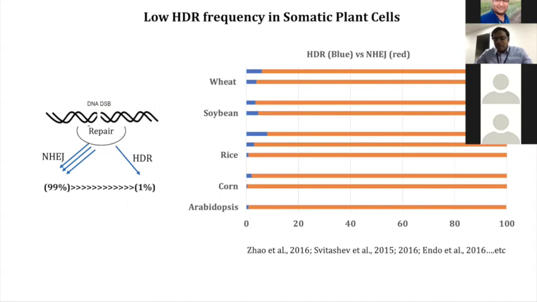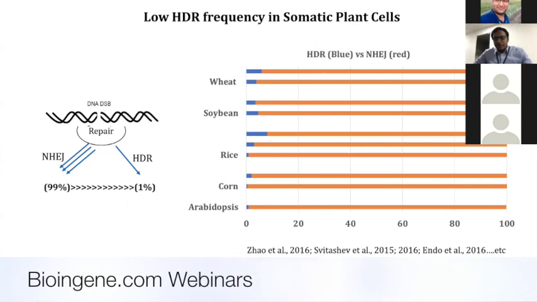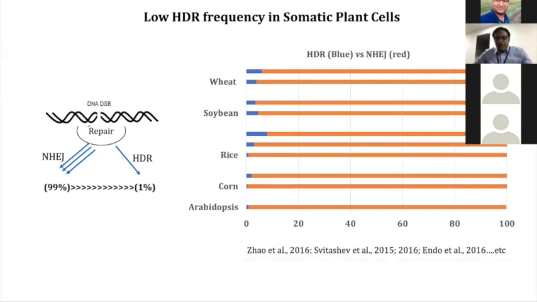That means if you want to have one plant that is edited and went through homology directed repair, you have to screen 1,000 plants. The example that I explained is a selection system that allows us to select for HDR events. So imagine if we don't have a selection system that allows us to select for HDR events, you might end up screening more than 10,000 plants to even find one plant that went through HDR.